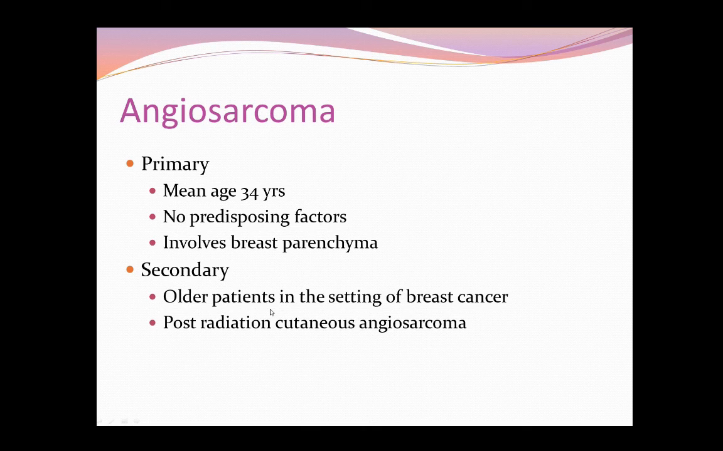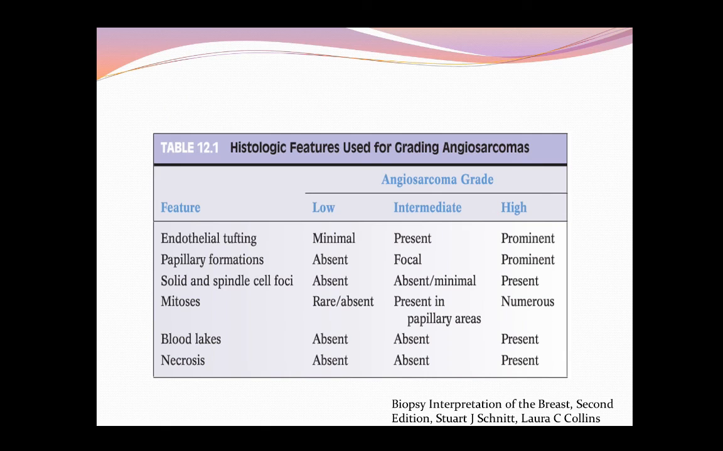Angiosarcoma can be very treacherous. They can be very bland, but you have to see the anastomosing vascular channels that are dissecting through the mammary stroma. That's the important thing. So there is a lot of talk about the grading of angiosarcoma. There are three grades: low, intermediate, and high.